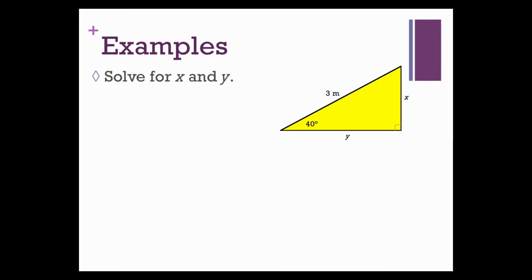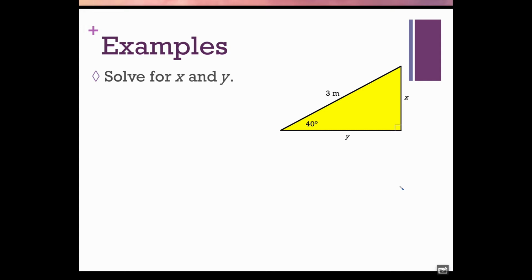Another rule of thumb: always work with given information, not calculated information. So we'll solve for x first. I've got this angle of 40 degrees, I've got x, and I've got the 3. Question number 1, what side is x with relationship to the 40-degree angle? Is it opposite, adjacent, or hypotenuse? Opposite. What do we know? We know the 3 meters. Is that the hypotenuse or the adjacent? Hypotenuse. What function uses opposite and hypotenuse?